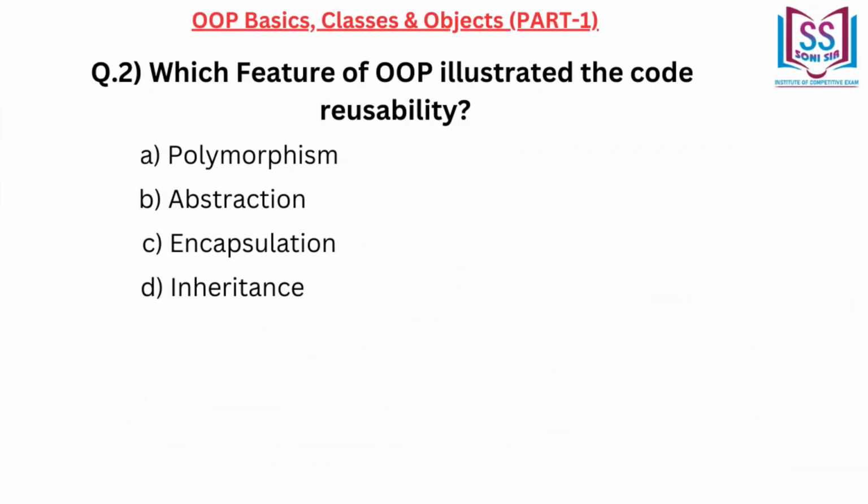Which feature of object-oriented programming, OOP, illustrates code reusability? A. Polymorphism. B. Abstraction. C. Encapsulation. D. Inheritance. Correct answer, D. Using inheritance, we can reuse the code already written, and also avoid creation of many new functions or variables, as that can be done one time and be reused, using classes.